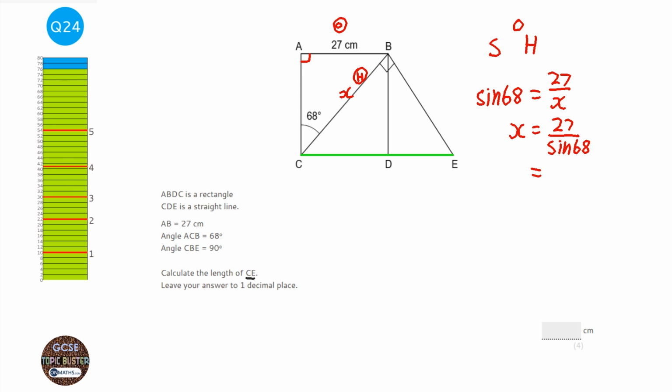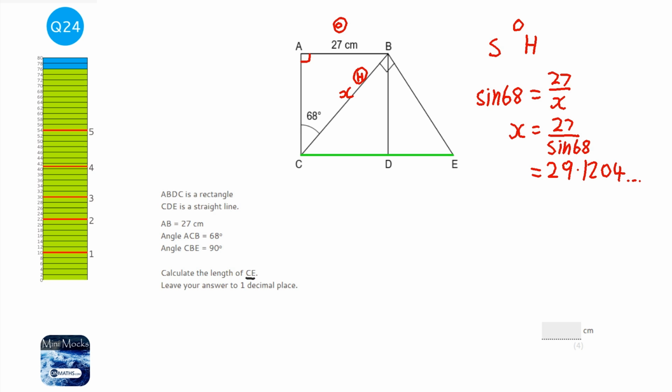And so if I do that on the calculator, 27 over sine 68, that gives me 29.1204. And I just do a few more decimal places than usual because it's not an answer and you should never round your working out. If it's asking for 1 decimal place, I think 4 decimal places should be enough. But I'm going to try and keep it in the calculator if I can.